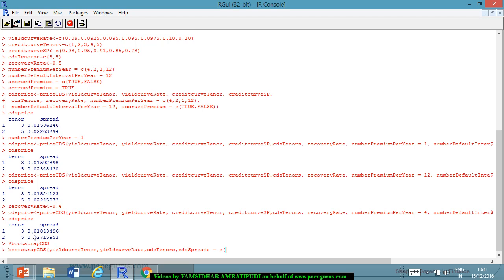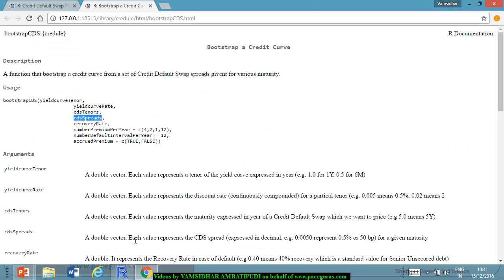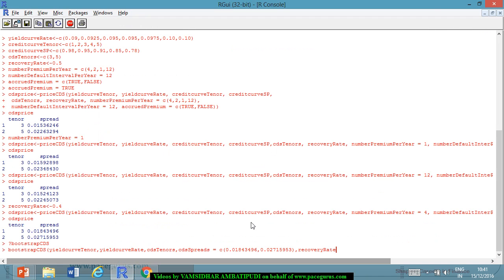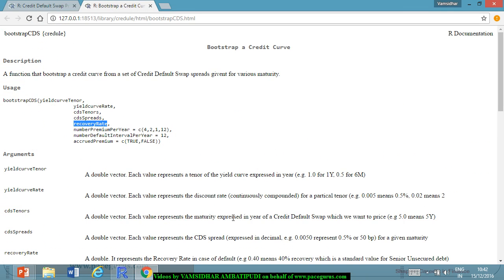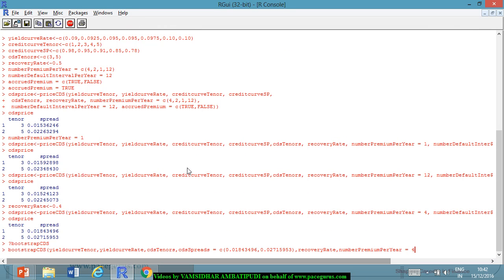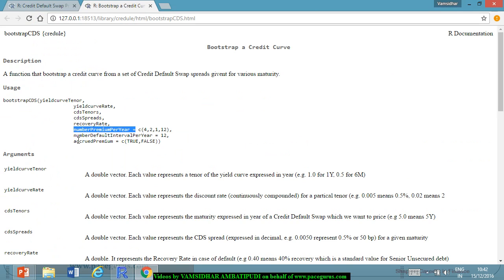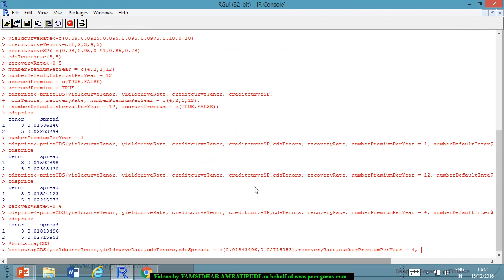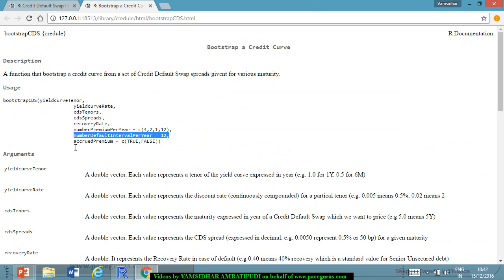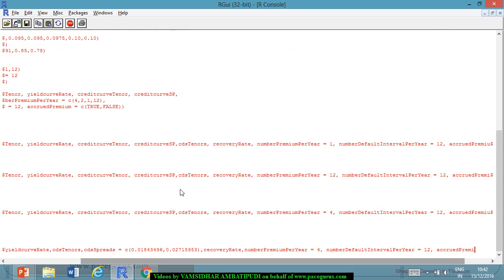So this is the one for a 3-year period. This is the CDS spread that I am having, and for a 5-year period this is the CDS spread. So CDS spread is given as one of the inputs. Recovery rate we have set as 40%, so I can directly use the recovery rate as it is. Number of premiums per year, let me take it as quarterly itself, so I am setting it to 4. Number of defaults per year, let me take it as 12 itself, and finally accrued premium, let me take it as true.